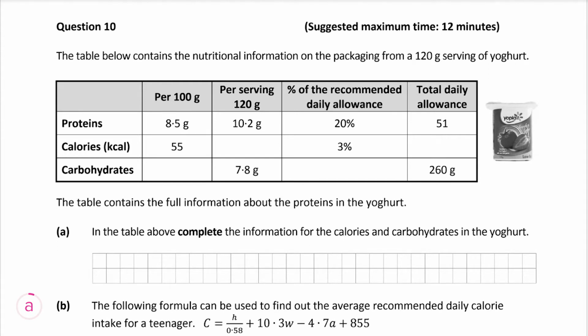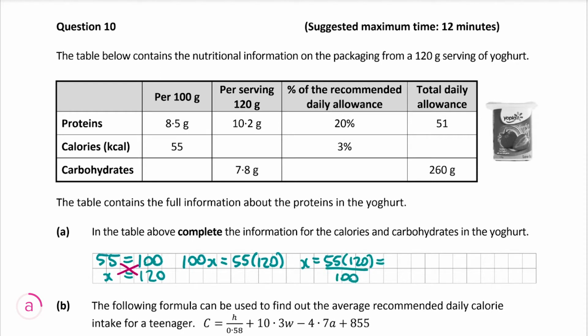Now to solve this, we need to use the fact that we're told there are 55 calories in 100 grams of the yogurt. Now we can solve this by cross multiplication. If we write that 55 calories is equal to 100 grams and x calories is equal to 120 grams, so we multiply 55 by 120 and x by 100. So this gives us 100x is equal to 55 times 120. And from here, if you divide both sides by 100, you end up with x is equal to 66.